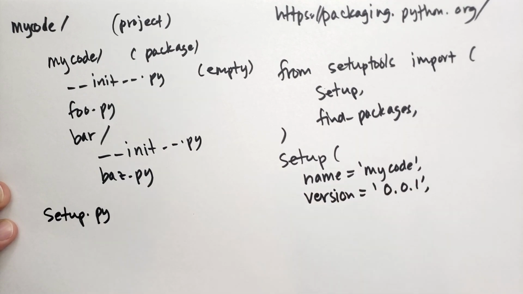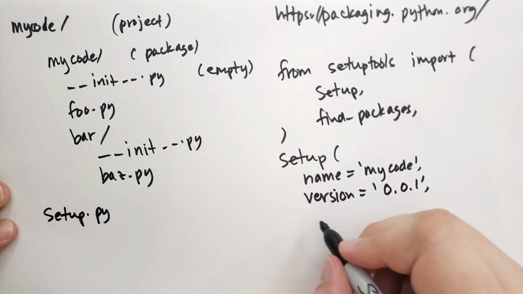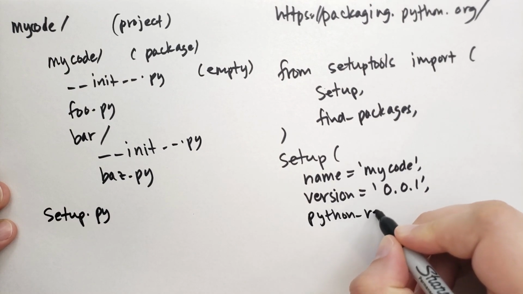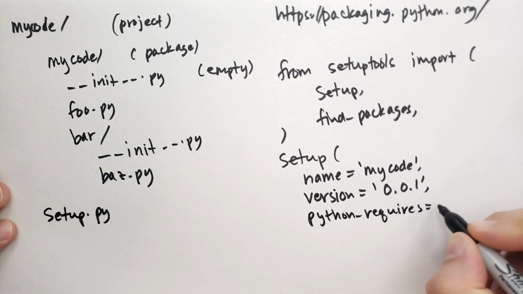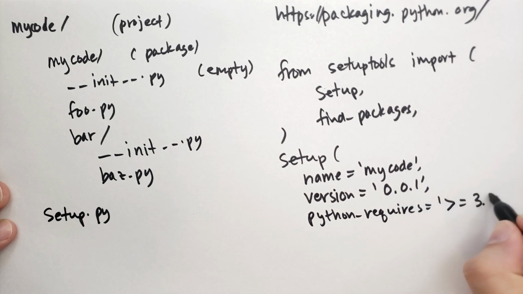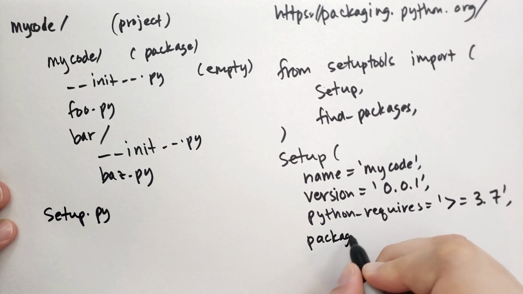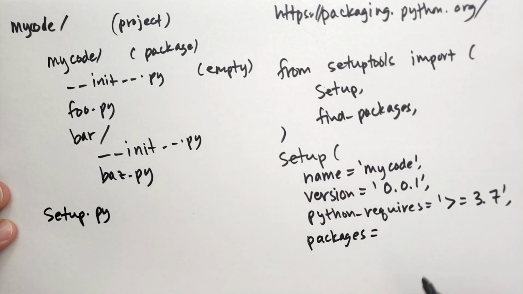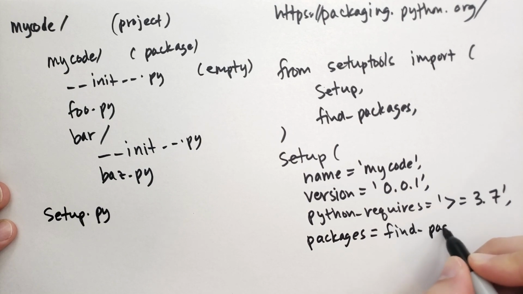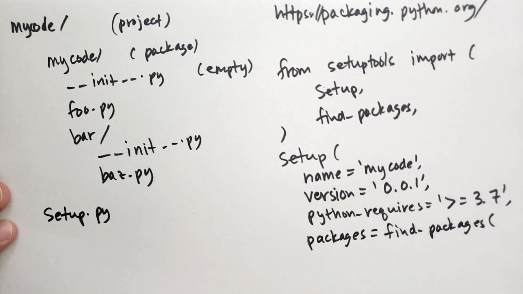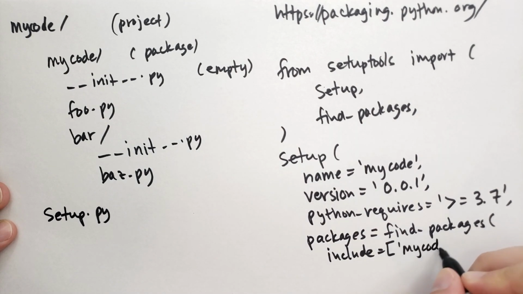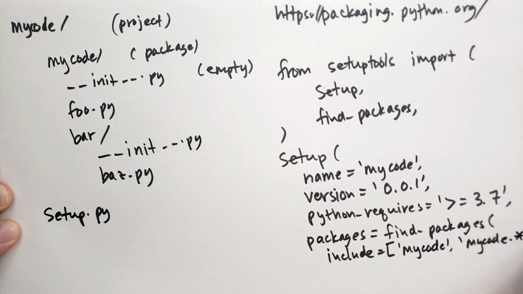There are other attributes you can put in here about the author and about the website and things like that. We're going to have python_requires, and this is going to be greater than or equal to 3.7 because we're writing Python 3.7 code. We can specify packages if we do have packages in our project here, and we'd use the find_packages function. We're going to specify include equals and a list. So we're going to have mycode, and then mycode.*.